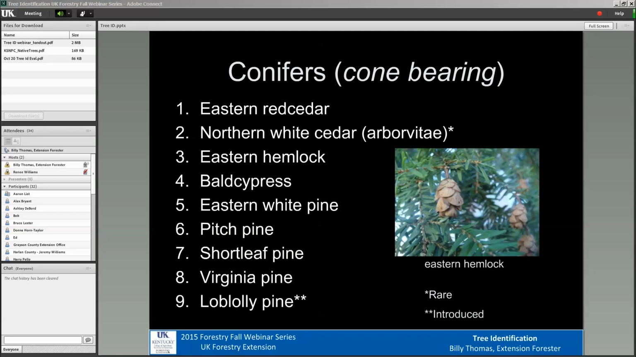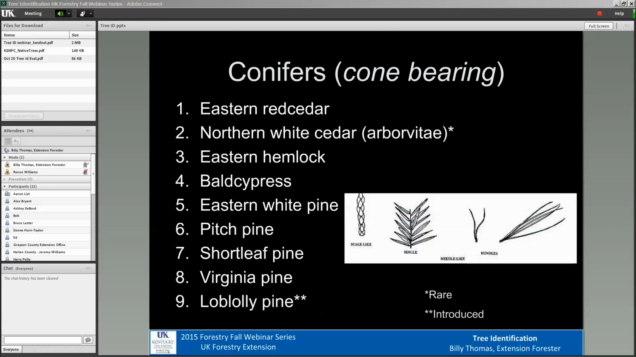And the way we go about trying to identify these different pine trees is based on their needle arrangement, and we're going to go over each one of these real quick, but I just want to point out how these different arrangements occur, and we'll talk about each of these as we go on.